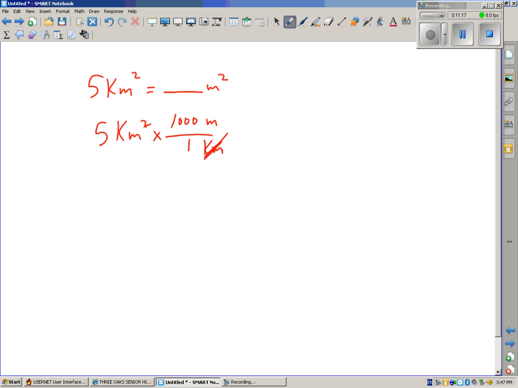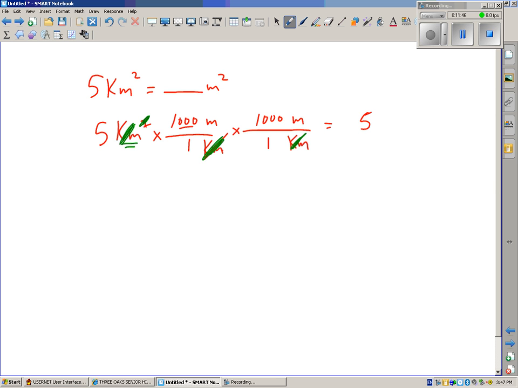This will only cancel with one of your kilometers. And you notice you still have a kilometers left over. So you actually have to add another fraction with another kilometer because you want it to cancel with this last kilometer that's left. You have to fill in the remainder of the conversion factor. It's now 1,000 meters in 1 kilometer. And now we do our multiplication.